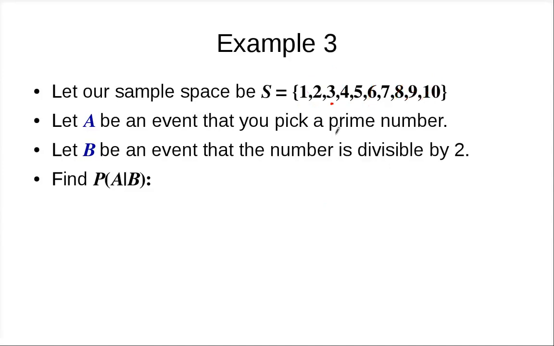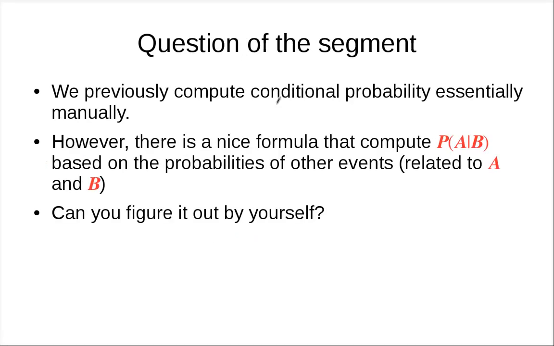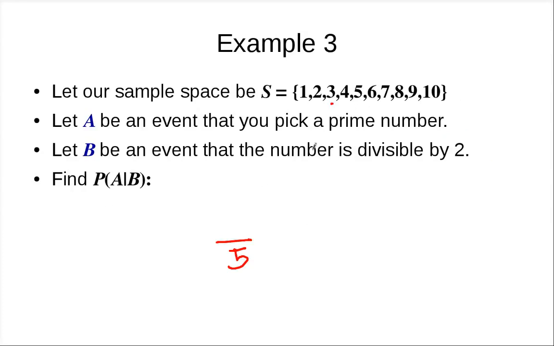Okay. So the last example, let A be the event that you pick a prime number, and B be the event that your number is divisible by 2. What's the answer? There are 5 outcomes left, right? And there's only 1 which is a prime number, so it's 1/5.